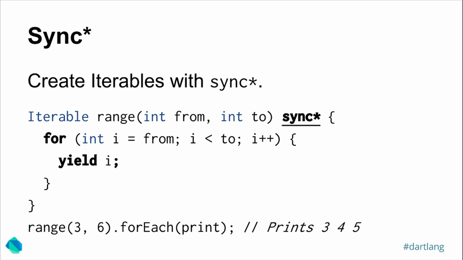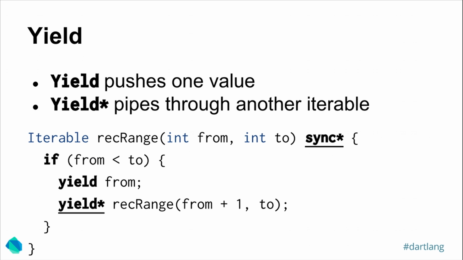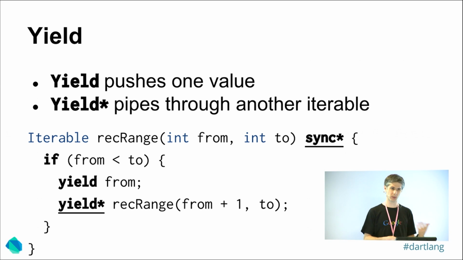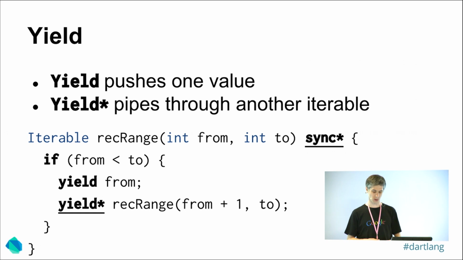This is done synchronously. So basically, once somebody starts listening or starts iterating over your iterable, it will start executing the function until it reaches a yield, and then only the caller that's called move next will get the value. And in this example, range 3, 6 does exactly what you expect it to do, 3, 4, 5, and done. So what we added with the sync star keyword is yield and yield star. So yield I just showed is basically putting the value, giving the value to the caller. A yield star pipes through a completely other iterable.